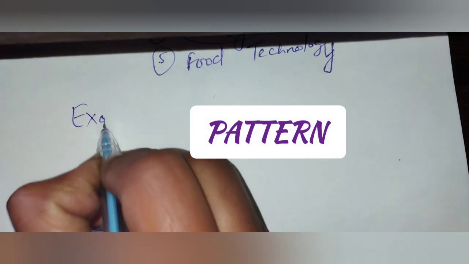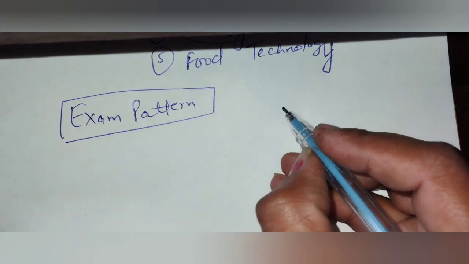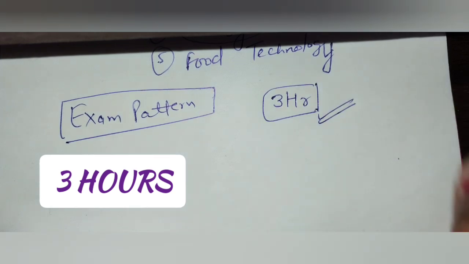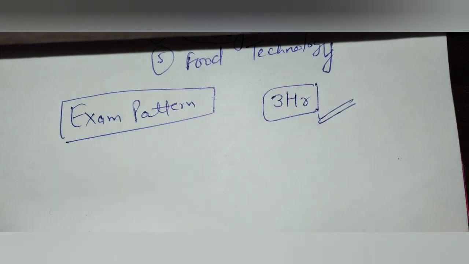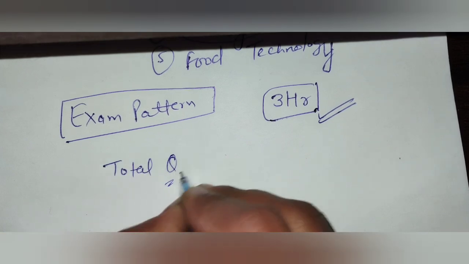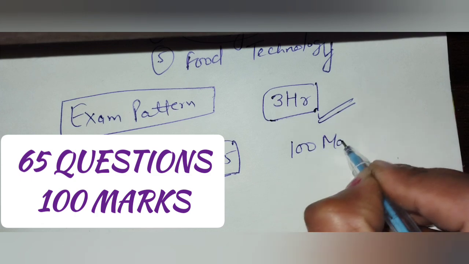Before the syllabus, I would like to tell you about the exam pattern and the marks. In total you will have a time period of 3 hours for this exam. If you follow the right strategy, you can easily finish this exam in less than 2 hours, or I can say in 1.5 hours, because the exam is actually very easy, and if you see the cutoff trend, it is also very low. The total number of questions will be 65, and this exam will be of 100 marks.